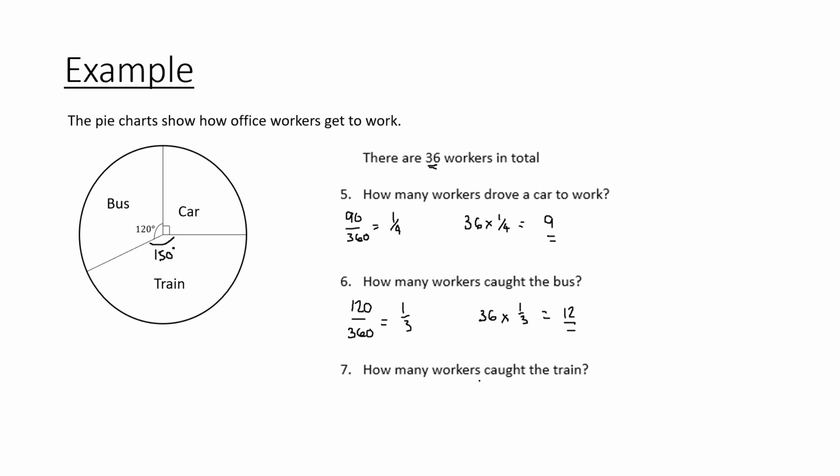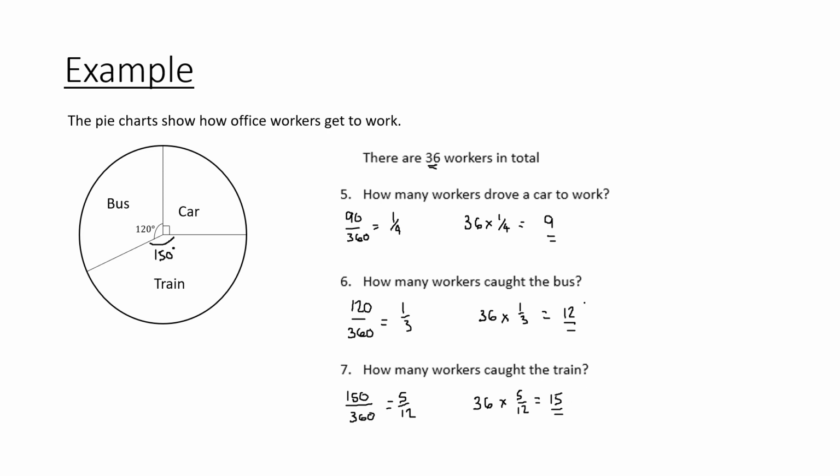Now, question 7 says, how many workers caught the train? There's two different ways we're going to do this, but we're going to start off with our fraction multiplying. So from our previous answers, we know that 150 over 360 gives us a simplified fraction of 5/12. So we know that there's 36 total workers, multiply that by our fraction for train, and that will give us an answer of 15. So 15 of our workers caught a train.